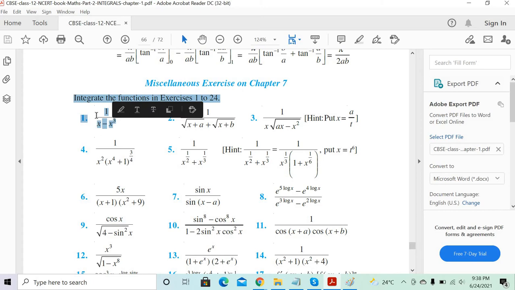You take 1 by x common. It will become x into 1 minus x square, so it will become 1 minus x into 1 plus x. Then you can apply the partial fraction: A by x plus B by 1 minus x plus C by 1 plus x. Can you tell me the formula to get the values of A, B, and C?